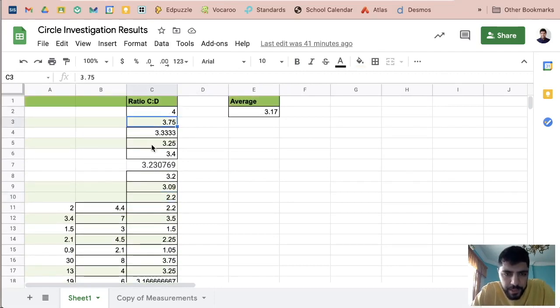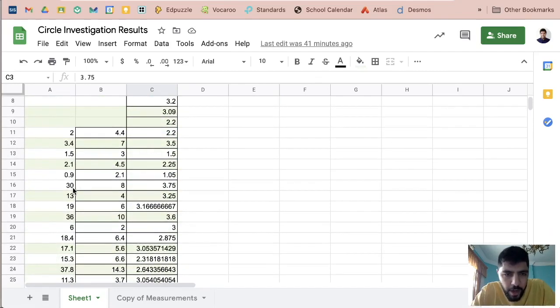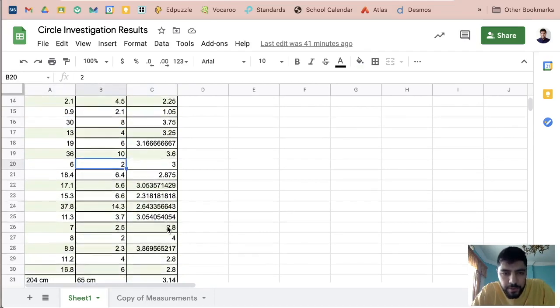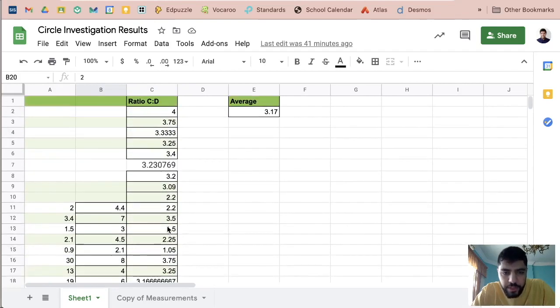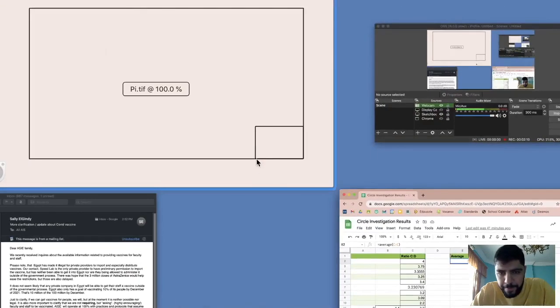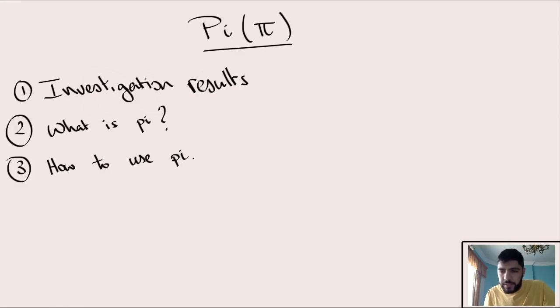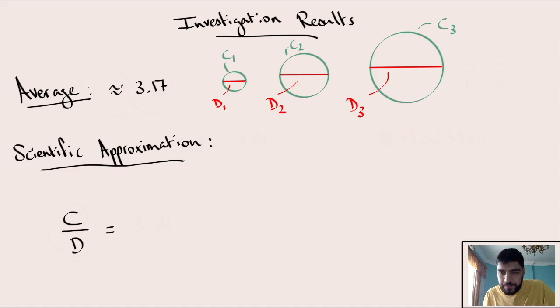Some are higher, but if I scroll down, no matter how big or small the circles, diameters and circumferences are, the ratio is about 3. I took an average of all of this, and we got 3.17. So congratulations, this is your first approximation of pi. Now, what does this mean? In this video, we're going to discuss what pi is, and how to use it. But let's take another closer look at your results.